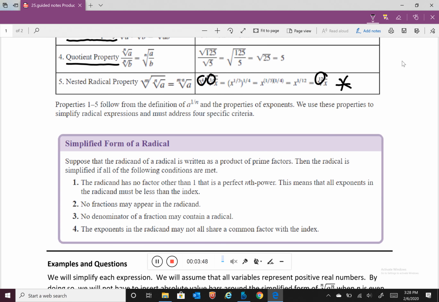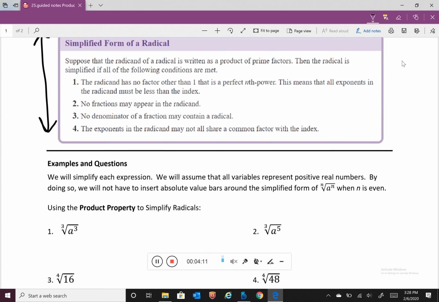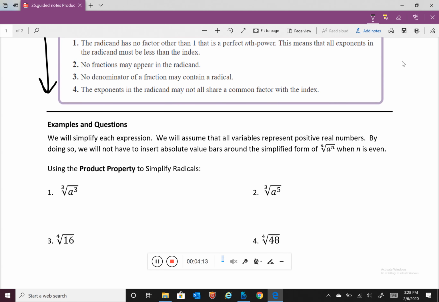The 4 specific criteria, instead of addressing them as they are illustrated here, we're actually going to do this with examples. So we'll see what the criteria is as we look at each of our examples together for this video and subsequent ones. Now for our jobs, we're going to simplify each expression, but we're going to make our lives a little bit easier. We are going to assume that all variables represent positive real numbers.